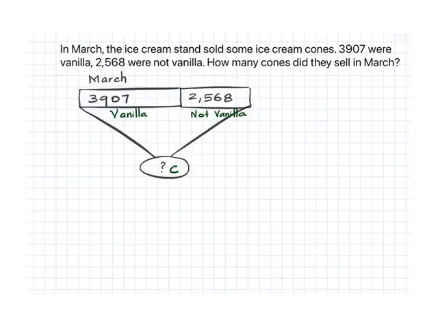Okay, so this is the tape diagram for this problem. Vanilla, it is 3,907, and those cones that are not vanilla is 2,568. So all this is for the month of March. Okay, so we have to find C, the variable C.